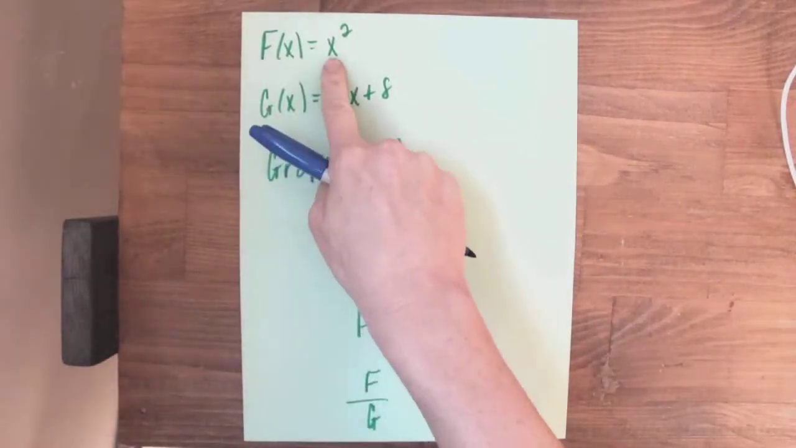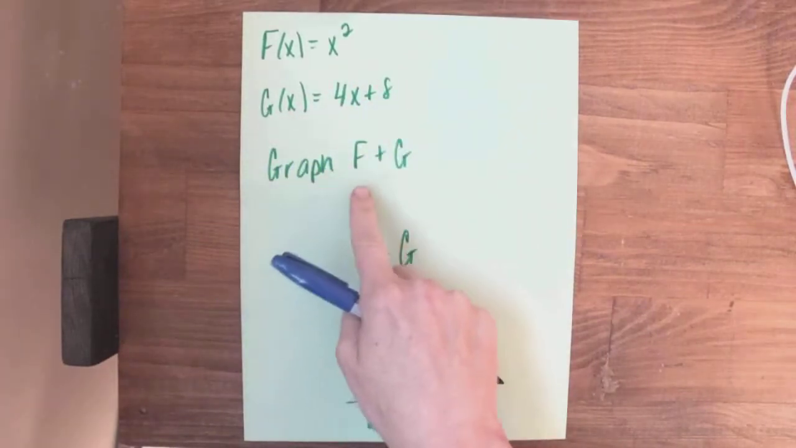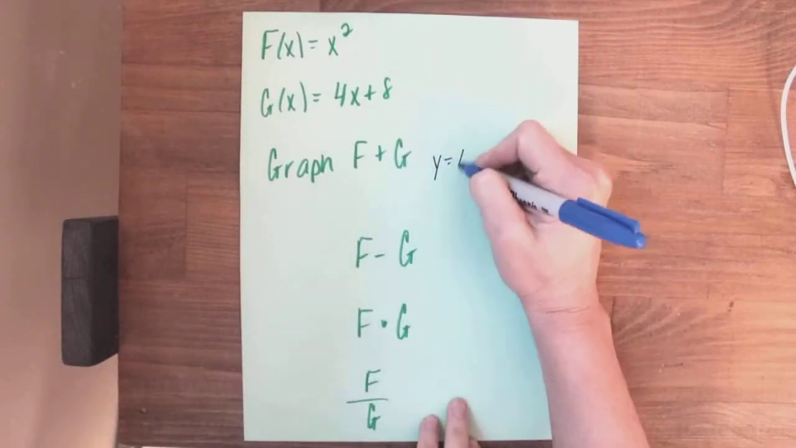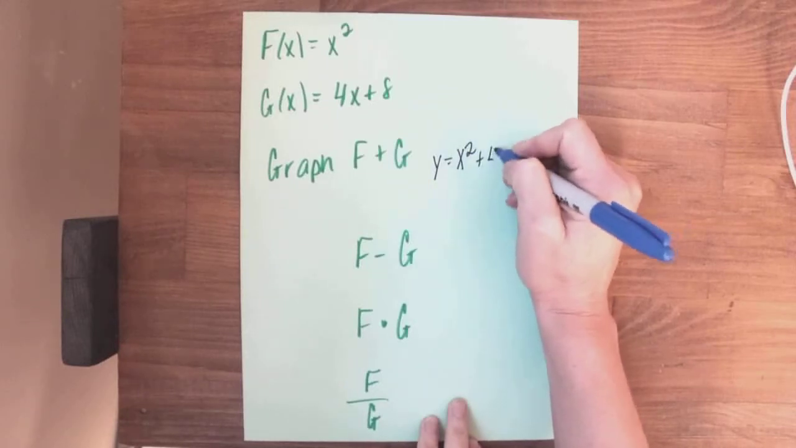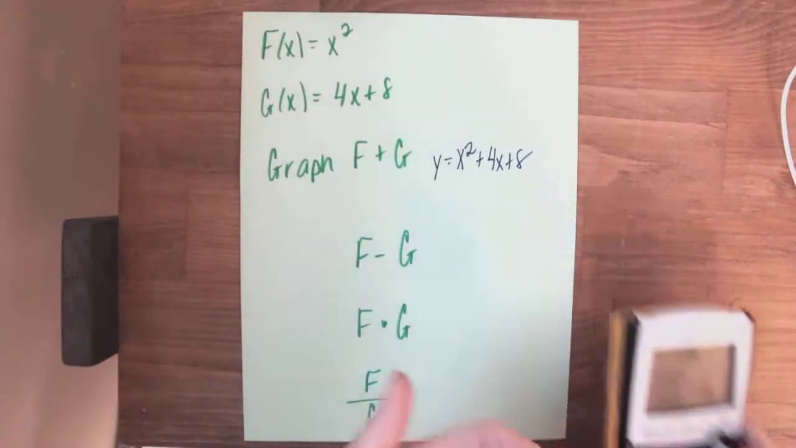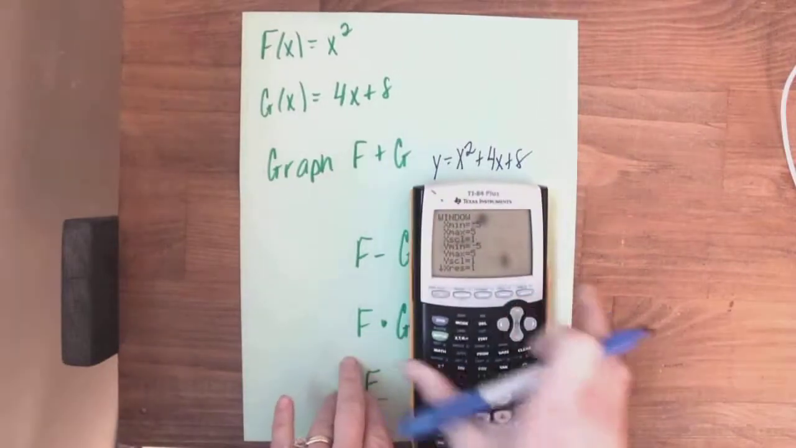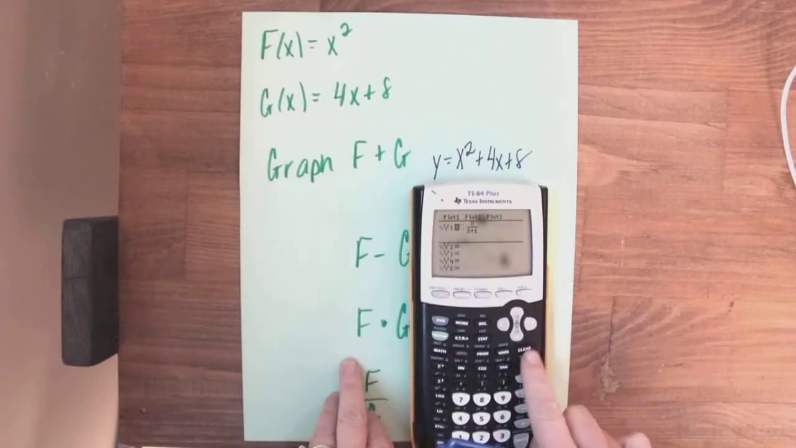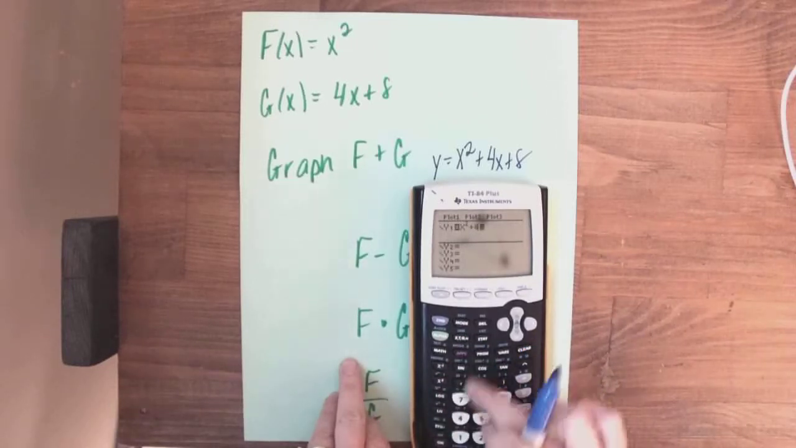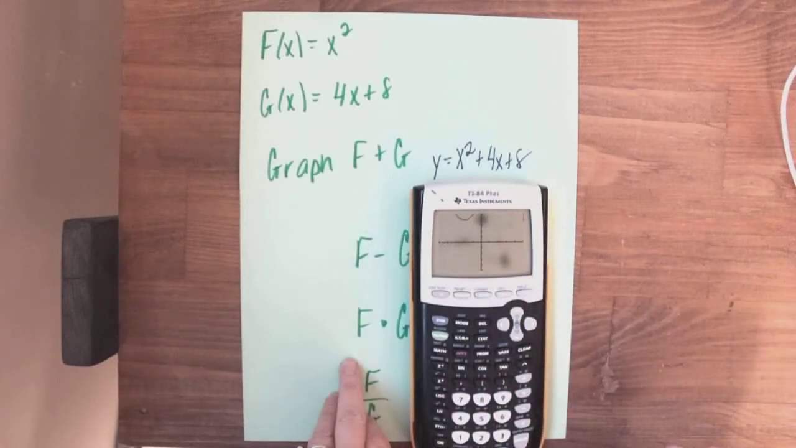If f of x, for example, is x squared, and g of x is 4x plus 8, and you're supposed to graph f plus g, you're basically just making a new equation that is the f equation plus the g equation. Feel free to either make a table, plug in a bunch of x values to figure out what it looks like, or go to your calculator, go to y1 and simply type in x squared plus 4x plus 8, and then you can graph it.